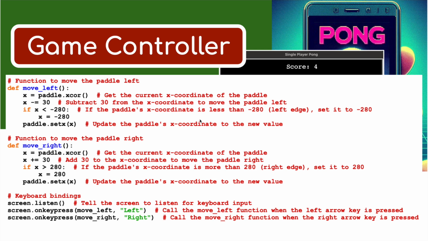Now, of course, we've got to join the keyboard keys to these instructions. So if that's the case, define move left and define move right, and we've called these here, look. The screen listens for any keyboard presses. The screen on key press move left calls the move left function. And when we press right, we're calling the right function. So that's how we're moving the paddle left and right.